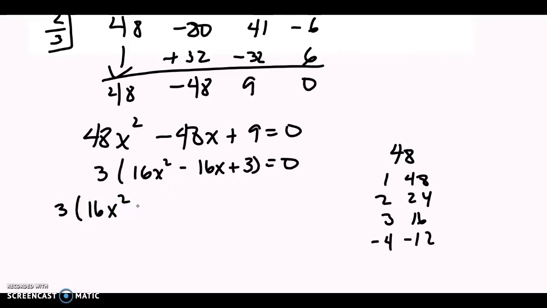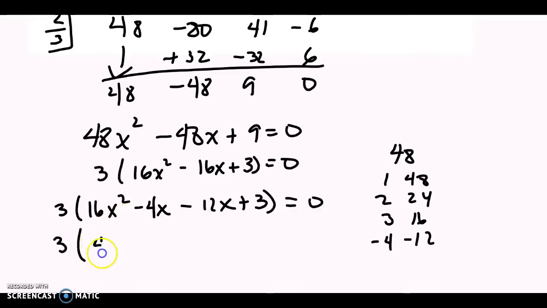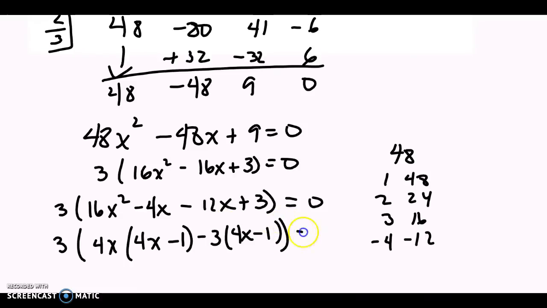Let's do some splitting the term. Oh, Mr. Lakin, we love splitting the term. That's great. All right, we can take a 4x out of this guy, and then we'll have a 4x minus 1. And then if I take a negative 3 out of this guy, I'm also left with the 4x minus 1.